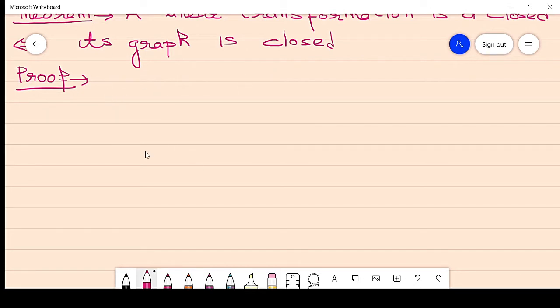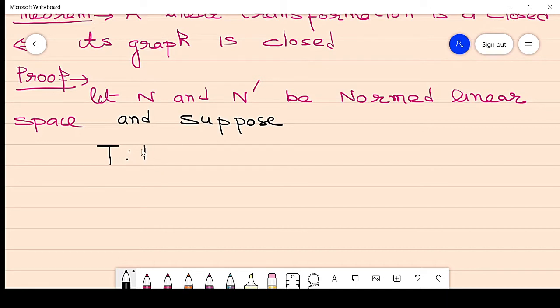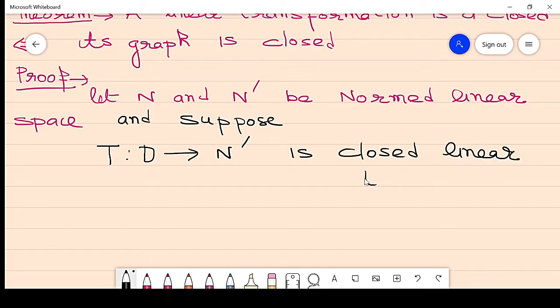Now, how can we write this theorem? Let N and N dash be normed linear spaces, and suppose T from D to N dash is a closed linear transformation, where D is a domain that is a part of N. So remember that D is a part of N.